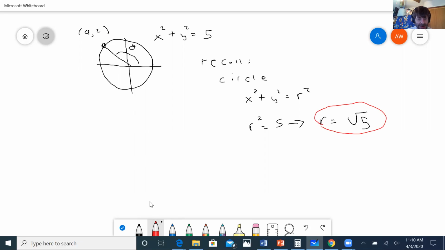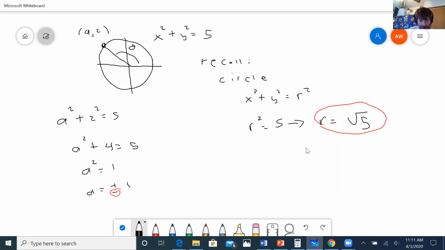Also, what is this a? I guess I know that a squared plus 2 squared equals 5. So a squared plus 4 is 5. Or my a squared is 1. And a would be either plus or minus 1. But again, we're taking a look at where a is. You see the quadrant. You see it's negative over here. So we're going to take the negative, and I'll just write it over here. A equals -1. So that's this coordinate right here, -1, 2.